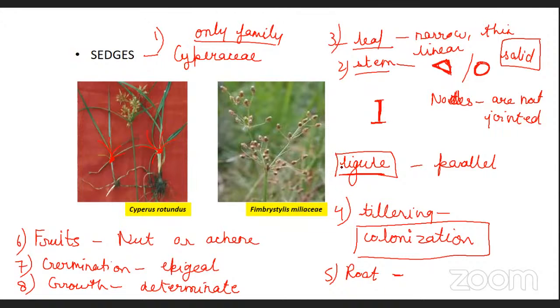But this ligule I will be showing. In the leaves of the sedges the ligule is absent, but the ligule is present in the grasses. Okay, and the example is over here.